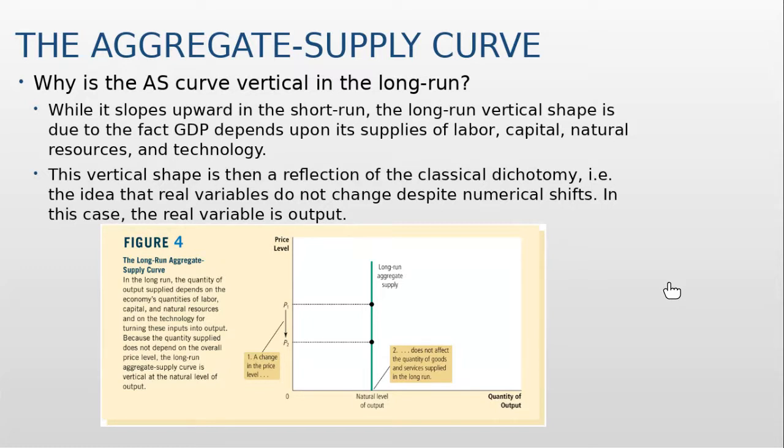This vertical shape is also a reflection of the classical dichotomy, i.e., the idea that real variables do not change despite numerical shifts. In this case, the real variable is our output. And if you check here, what you'll see is in the long-run aggregate supply curve, by it being a vertical curve, we see that changes in the price level ultimately are not leading to any changes in output. Output is fixed.